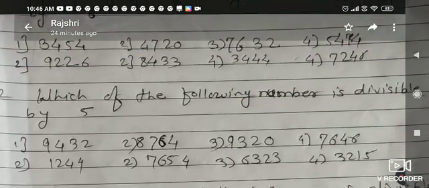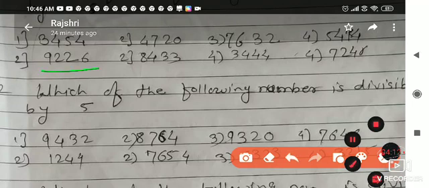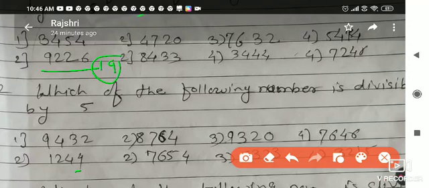Next, the second one is 9226. 9 plus 2 is 11, plus 2 is 13, 13 plus 6 is 19, and 19 is not divisible by 3. We should also check whether it is divisible by 2 or not. Next, this number is an odd number, it is not divisible by 2, that's why it is not divisible by 6. Now it is an even number.